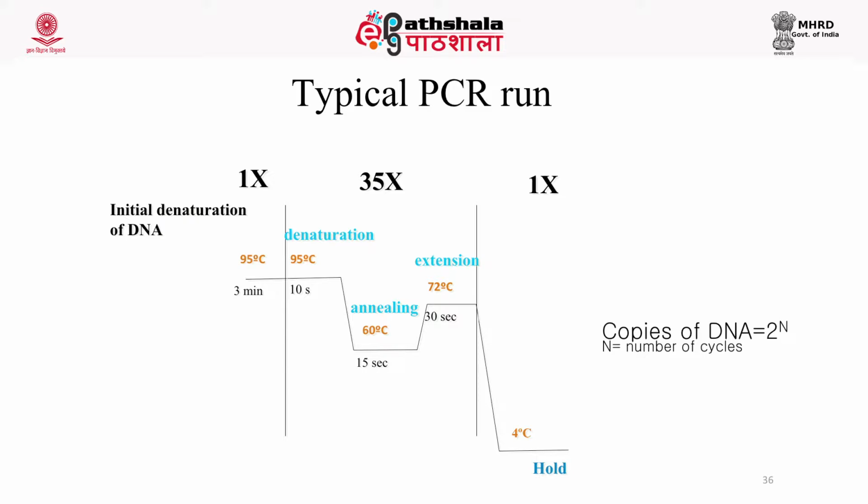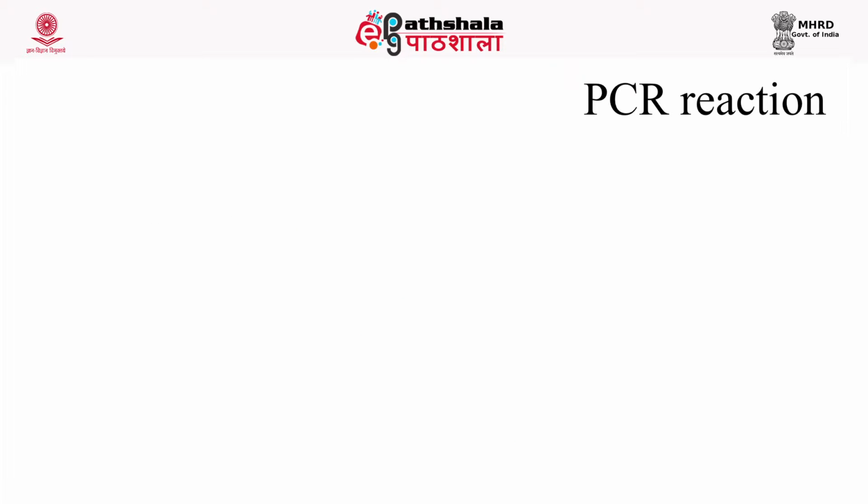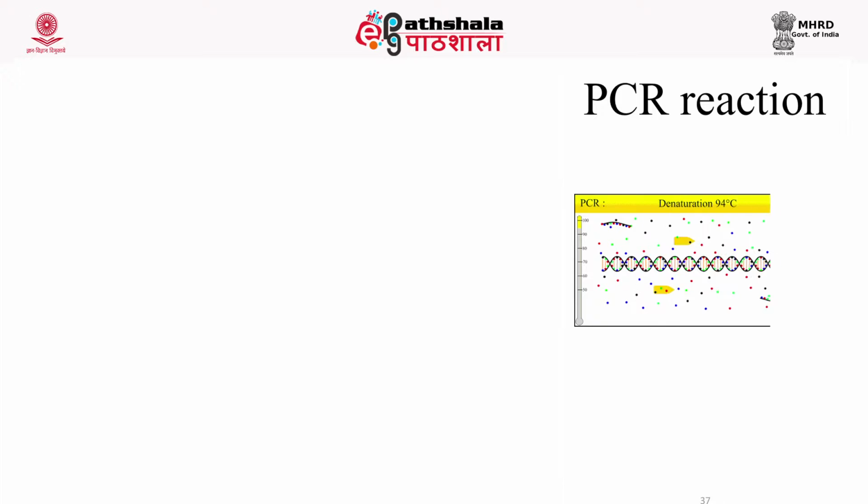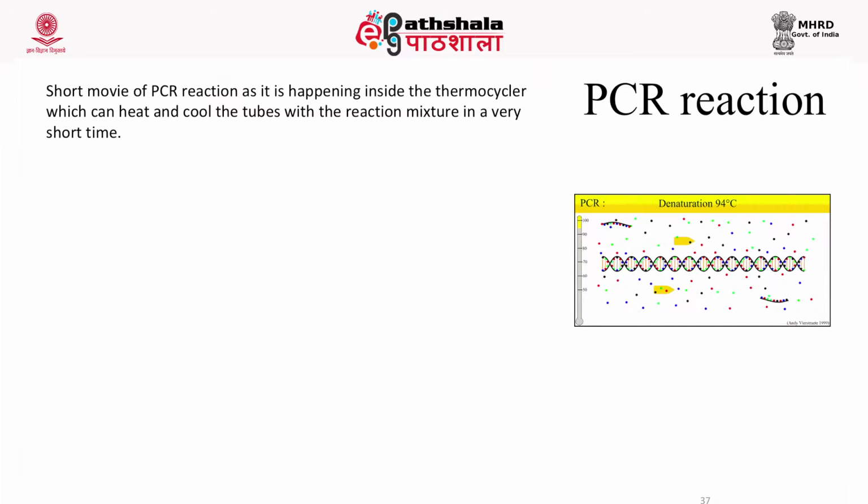So, starting with a single copy of DNA and depending upon the number of cycles the PCR reaction occurs for, the copies of DNA at the end of the PCR reaction is equal to 2 raised to power n, where n is the number of cycles. Just to rewind and give you an overview of whatever we have learned till now, let us see a short movie of PCR reaction as it is happening in the thermal cycler.